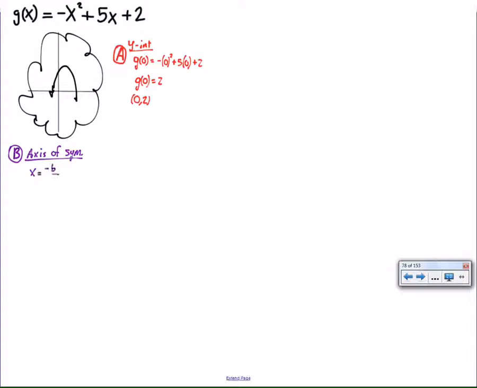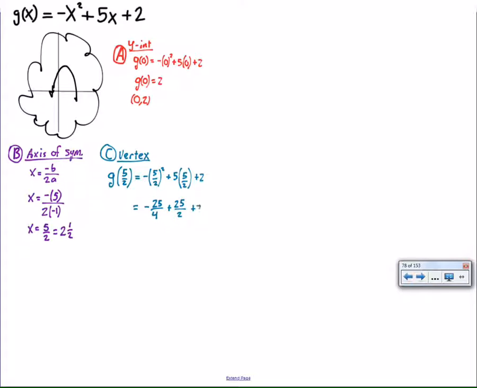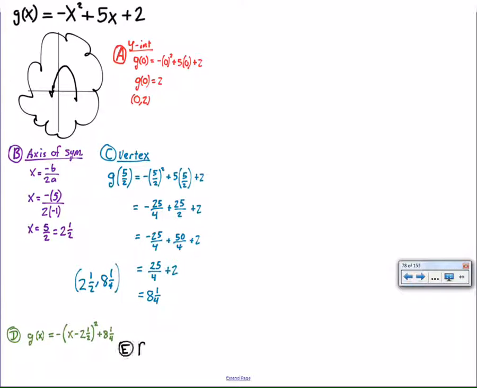Axis of symmetry, opposite of b over 2a. I write that formula every time, and then substitute in the a and b values and get a simplified version. Now that I have the axis of symmetry, I'm going to put in 5/2 because it's easier to calculate to find the rest of the vertex. It's a little bit of arithmetic. Some of you might struggle with this. Nonetheless, it's good practice. So I get 8 1/4 as the highest point of this particular graph when x is 2 1/2.